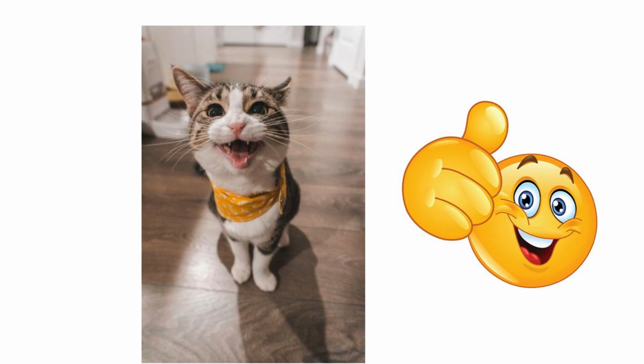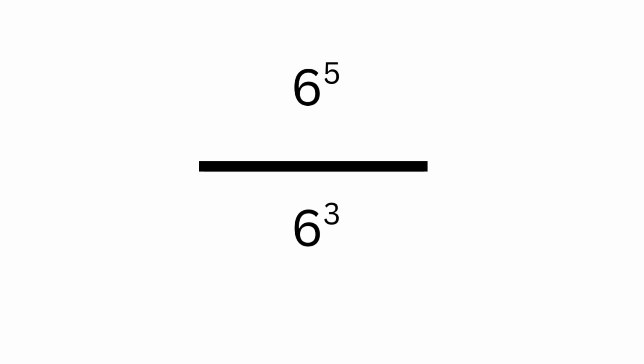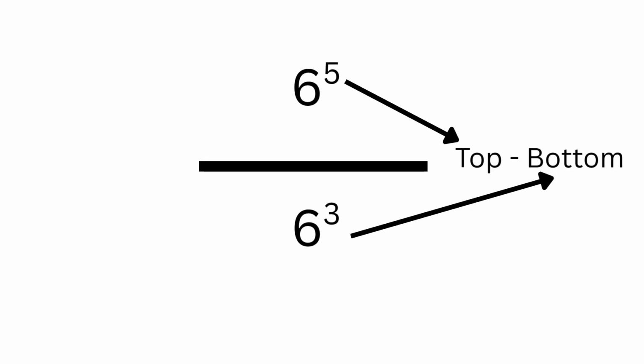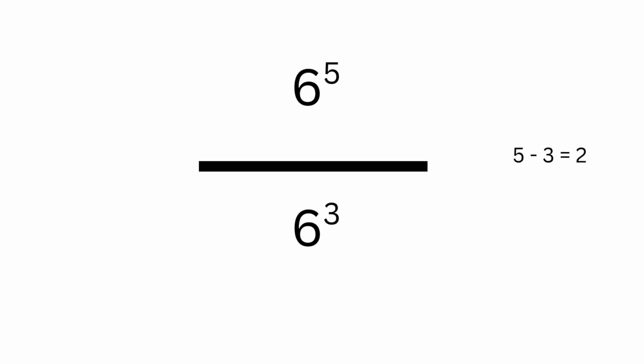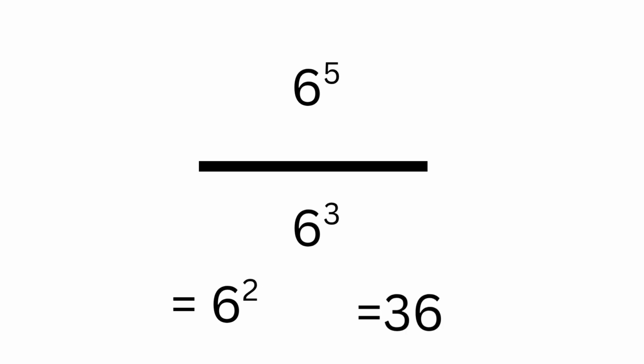You got them? Good. Okay, so for the first one, we have 6 to the power of 5 over 6 to the power of 3. So we subtract the exponents, remember, top minus bottom, and keep the base. So the exponents of 5 and then subtract 3 equals 2. Thus, 6 to the power of 5 divided by 6 to the power of 3 equals 6 to the power of 2, which is 6 squared, which is the same as 36.